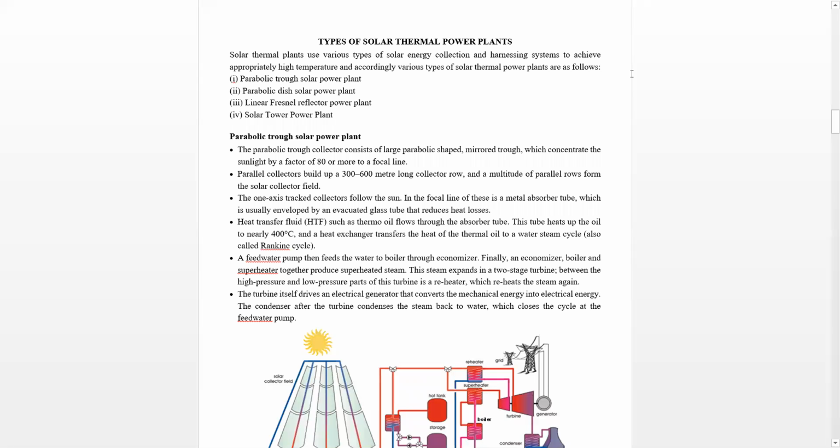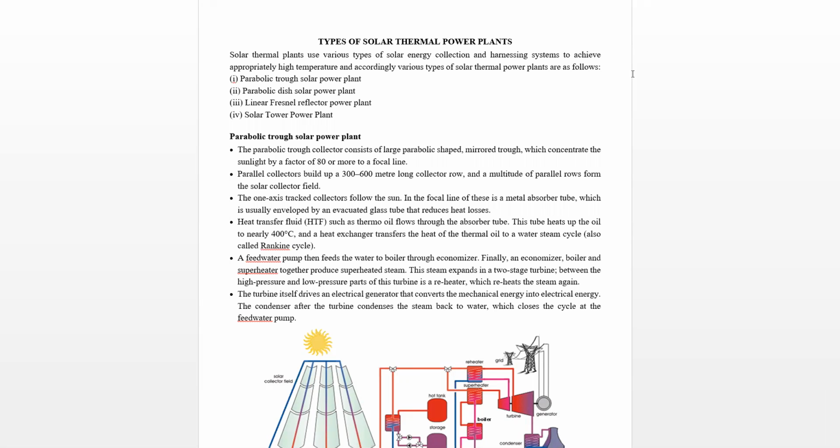This is my second lecture on solar thermal power plants. In my first lecture, I had given an introduction of solar thermal power plants, its construction details, and explained the working of the entire solar thermal power plant system, including the thermal storage system used in the thermal power plants. Now, in this lecture, I am going to deal with the different types of solar thermal power plants.